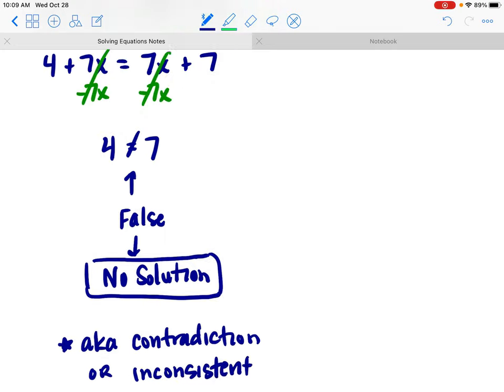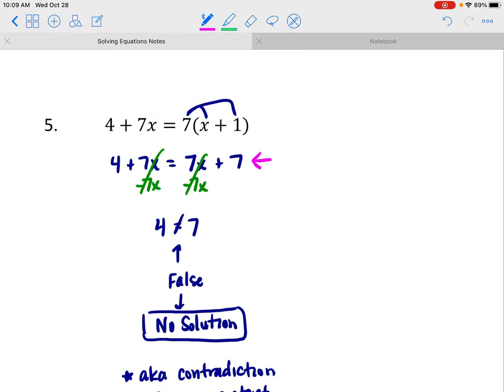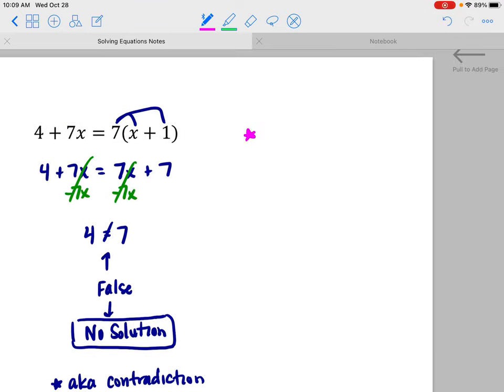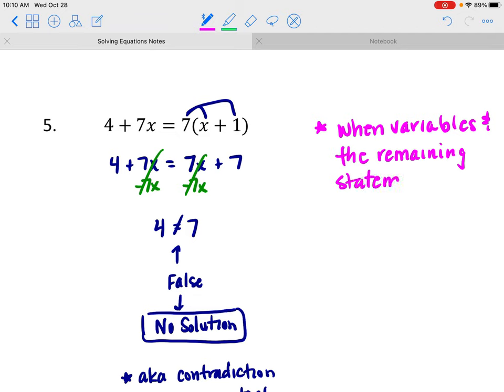So let's make a little note over here. If you recognize it at this step, awesome. If not, okay, then you have to know that when the variables cancel, and the remaining statement is false, then there is no solution.